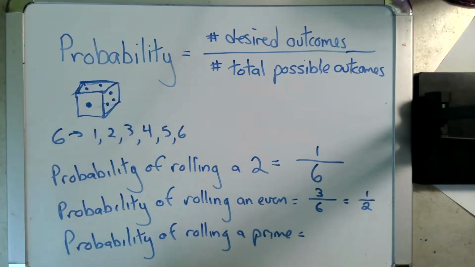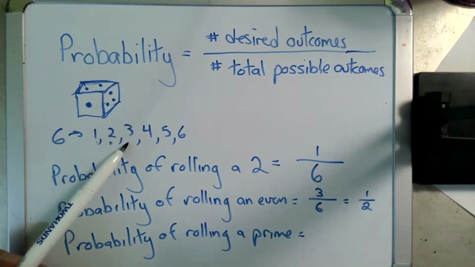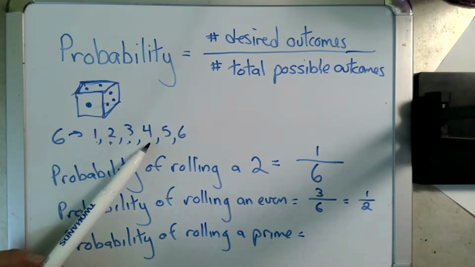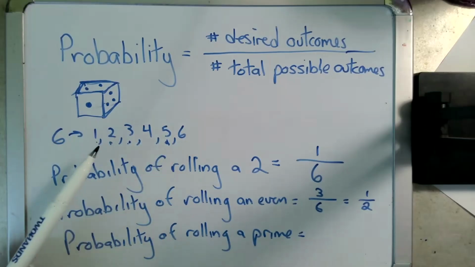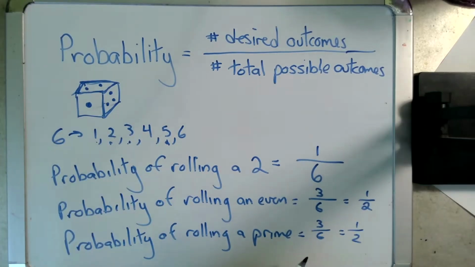How about the probability of rolling a prime? Now I'm going to test you. Is 1 a prime number? It is not. Definition of a prime number: divisible only by itself and 1. Itself and 1 are not distinct quantities in the case of 1, therefore 1 is not a prime. Is 2 a prime number? Yes. Is 3 a prime number? Yes. Is 4 a prime number? No, it's divisible by 4 and 2 and 1. 5? Yes. 6? Nope. Any even number past 2 is not going to be prime.